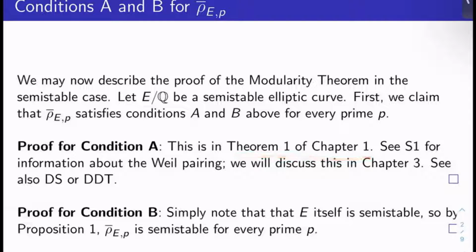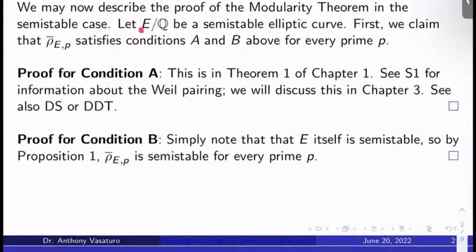It follows immediately from the properties of the Weil pairing that you can put on elliptic curves. See Silverman 1 or DDT or Diamond and Shurman for discussions about that. That's a pretty easy proof. Condition B, we want E over Q to have a semi-stable mod P representation for every prime P, but we have that already, right? Because E over Q itself is a semi-stable elliptic curve. And so by proposition 1 of this chapter, rho bar E,P is semi-stable for every prime P. So this was already dealt with.